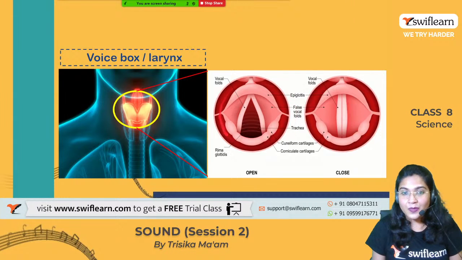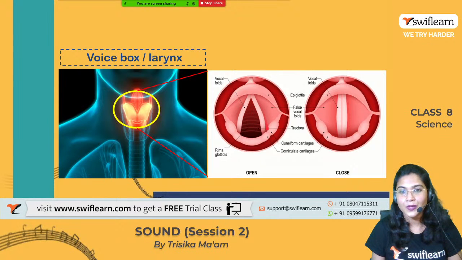Just look at this picture over here. Can you see the slits, the fold? Yes, it is open over here, and in the second picture it is closed, right? Can you see the slit? Yes. So these two are known as the vocal fold, and it is guarded by the other different muscles and cartilages, which are the false vocal fold, this region.